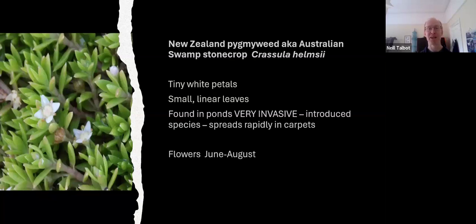So another non-native introduced species, and this one is very invasive. Again, it's good to learn the scientific name for this one because it's got multiple names. The two commonest English names for it are New Zealand pygmy-weed or Australian swamp stonecrop. It's probably best to refer to it as Crassula helmsii.